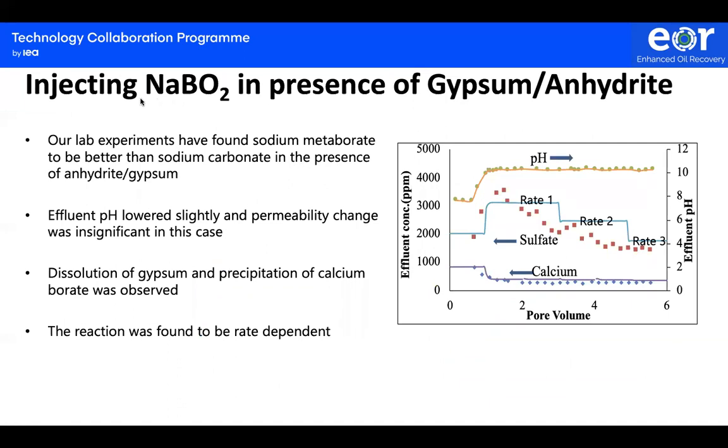We repeated similar studies with sodium metaborate, the same core or a similar core with gypsum or anhydride, and we found that sodium metaborate was able to propagate a high pH, around 10.2, at about 1.5 pore volumes itself. The extent of reaction was much less severe compared to sodium carbonate. As you can see, the calcium concentration is around 300 ppm, and the sulfate is around 2,000 to 3,000 ppm, not as high as the 23,000 or 24,000 ppm that we saw in the case of sodium carbonate.